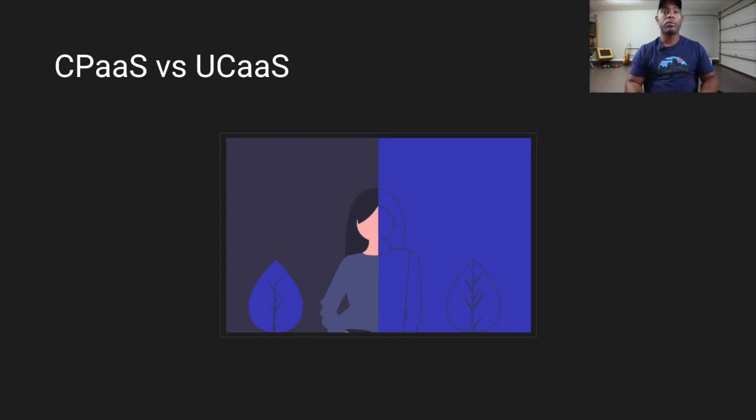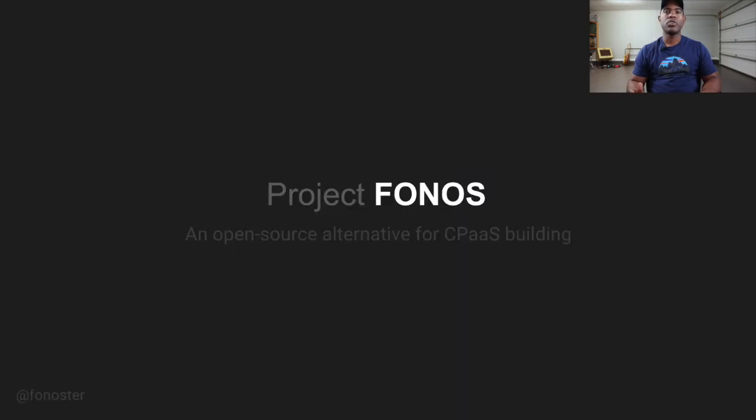CPaaS does come with certain disadvantages that apply to some use cases. Some of the disadvantages of CPaaS is that you have to give up control. For example, once the data leaves your organization, there is no saying or knowing how the data is stored, how the data is used, or how it is secured.